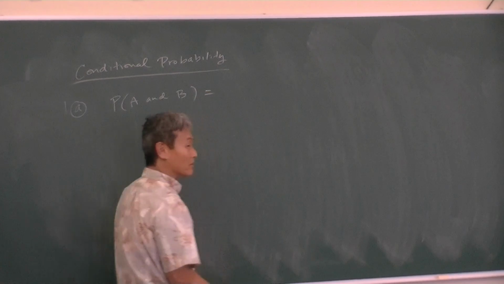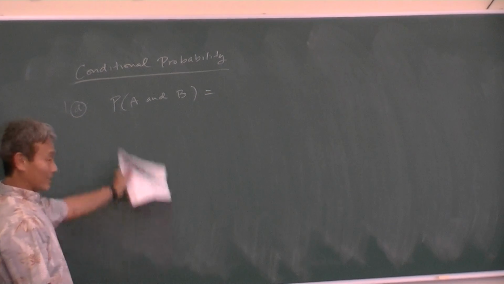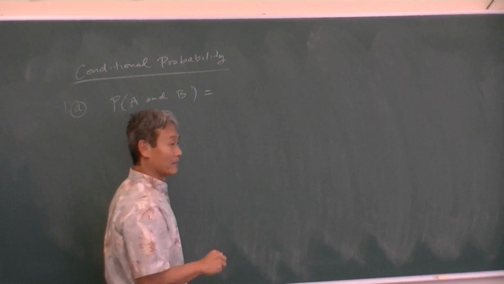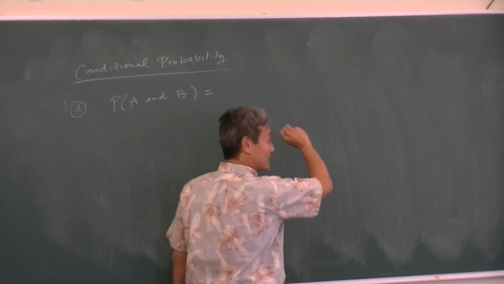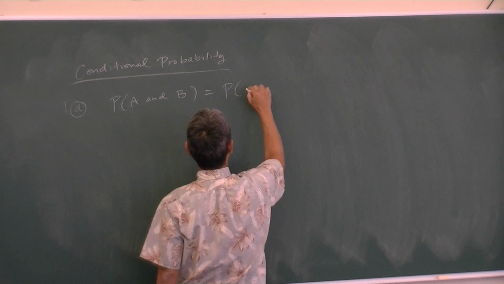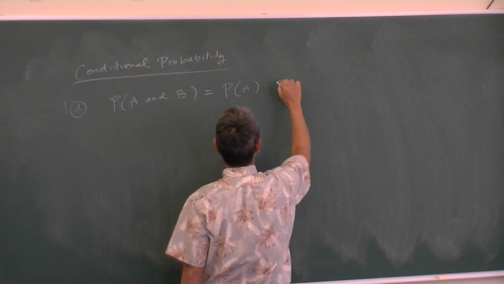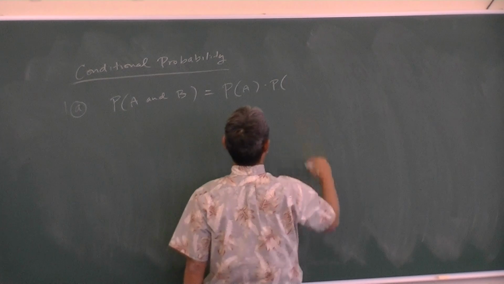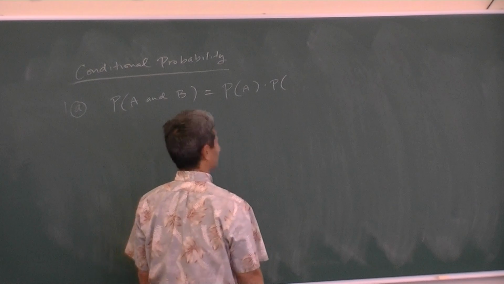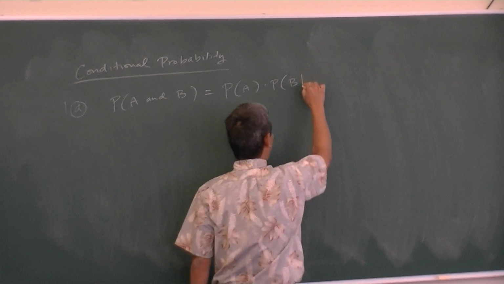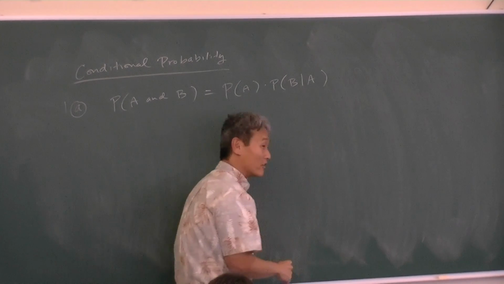Anyway, what is this equal to? We did this on the very first day. What is the probability of events A and B occurring? I wrote it on the board. Plus it's in your notes. The probability of A times the probability of B. No, B after A. B, knowing that A already occurred.